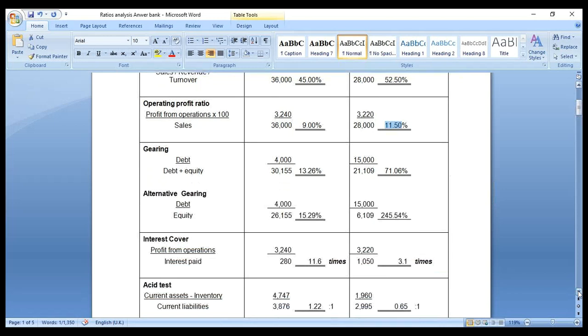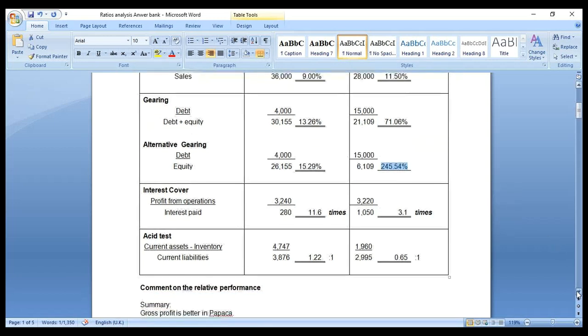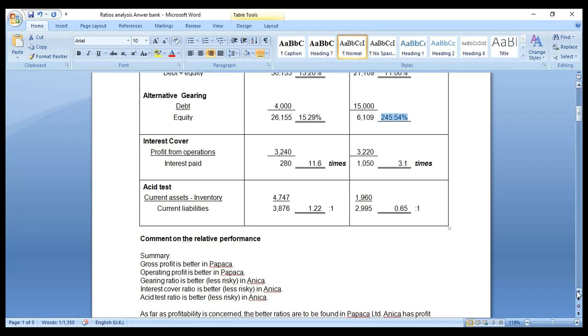Then the gearing ratio. As we mentioned, gearing means high risk: high gear, high risk. If you borrow more money, it's more risk for the company. So 4,000 we borrowed, divided by debt to equity, and this is 13%, and this company is 71%. So this is more risky, Paprika, compared to Anika. Alternatively, we can use a different formula as well. This is 15%, and the other is 245%, which is quite a huge risk for Paprika. Paprika has borrowed a lot of money.